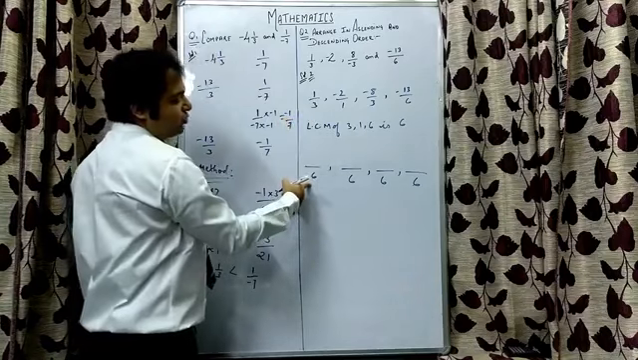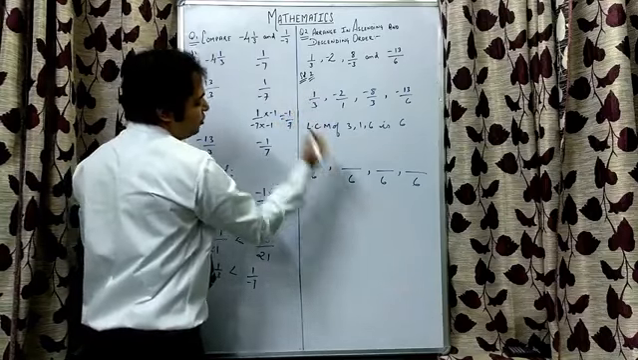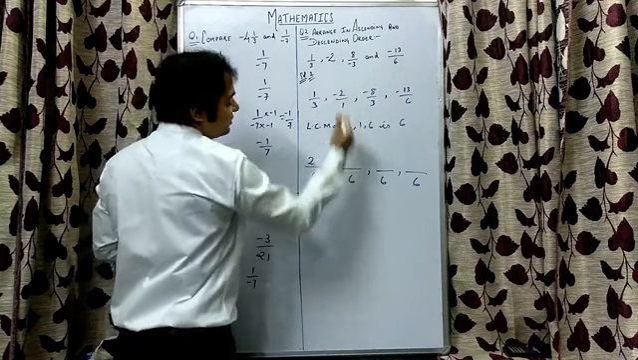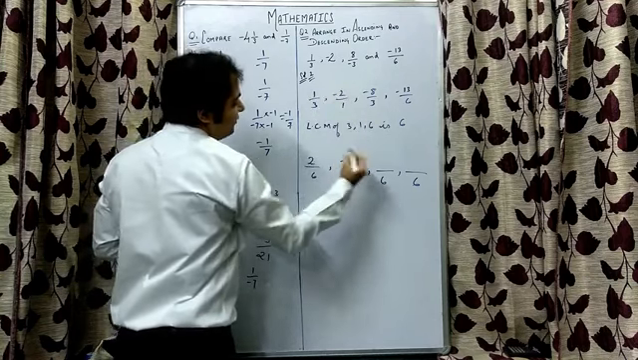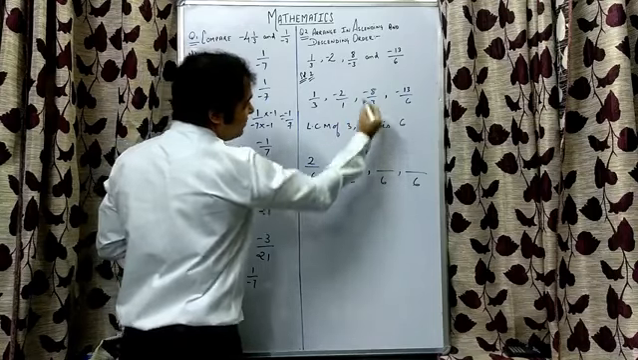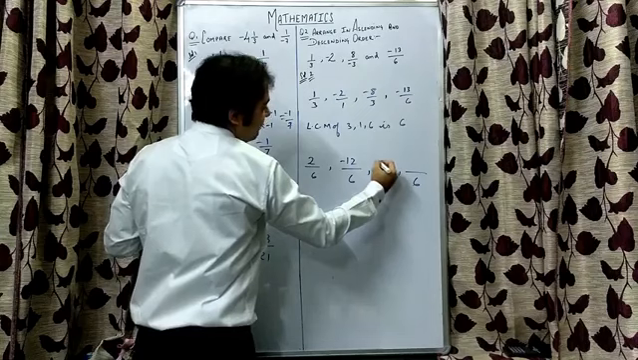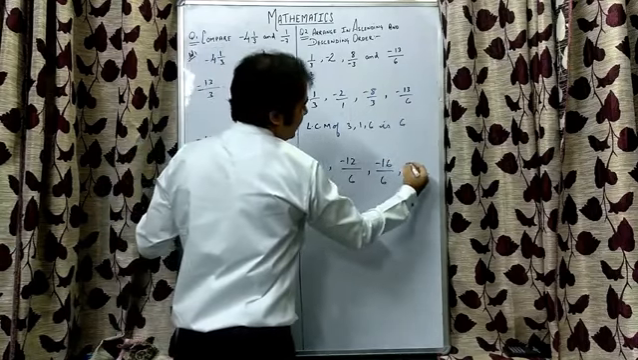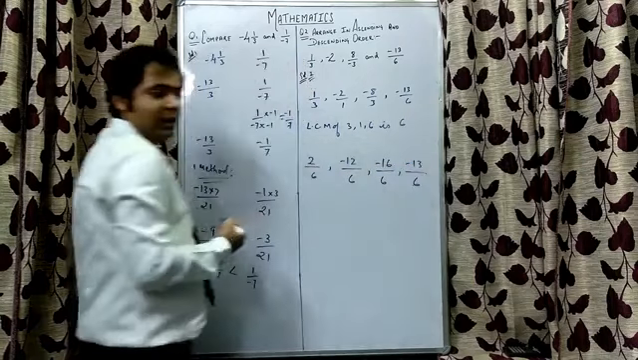3 goes into 6 2 times. So 1 into 2 will give me 2. 1 goes into 6 6 times. Minus 2 into 6 will give me minus 12. 3 goes into 6 2 times. So minus 8 into 2 will give me minus 16. 6 goes into 6 one time. Minus 13 into 1 will give me minus 13.